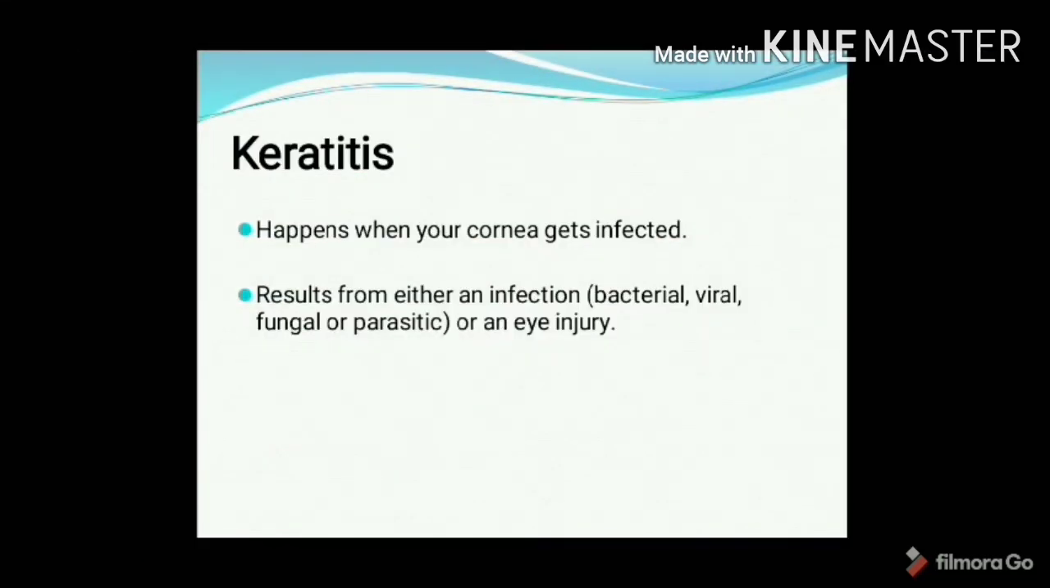So, number 2, keratitis. It happens when your cornea gets infected. It results from either an infection, bacterial, viral, fungal, or parasitic, or an eye injury. When we say bacterial keratitis, it is an infection of the cornea that is caused by bacteria. It can affect contact lens wearers and also sometimes people who do not wear contact lenses. So when we say fungal keratitis, it is an infection of the cornea that is caused by a fungus.